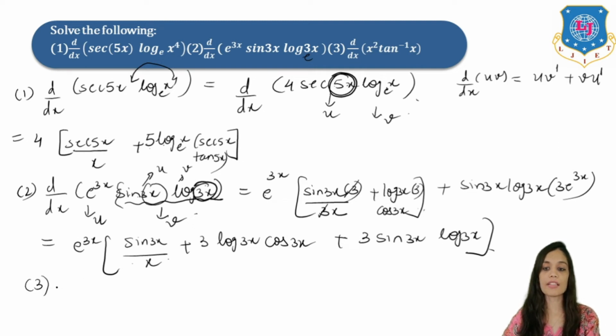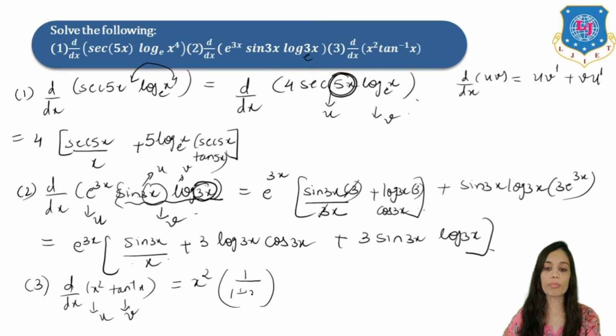Now let us go to the last sum. We have to find the derivative of x square tan inverse x. So this is your u, this is your v. Firstly keep x square as it is. Derivative of tan inverse x will be 1 upon 1 plus x square. Plus keep now tan inverse x as it is. Derivative of x square. Bring one power here, right? And decrease the power. So if I decrease the power of x square, it will be x. Right? So this is your final answer of this example.